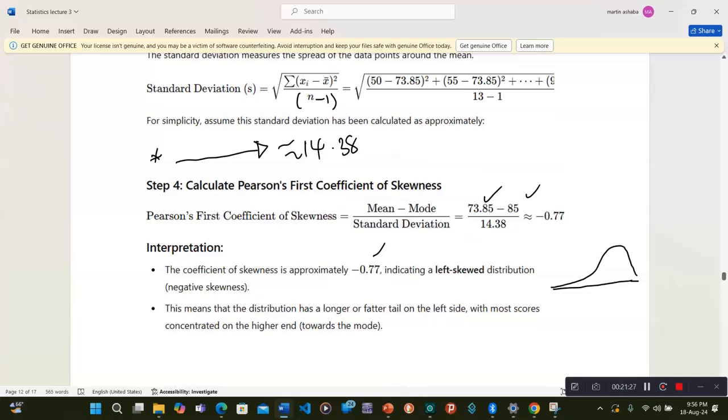Then Pearson's first coefficient of skewness, we shall use the one that has mode because we are able to determine mode. So we're getting the value of negative 0.77. This shows you a left skewed distribution, and this is of course being indicated by the negative skewness. This means that the distribution has a longer or fatter tail on the left, with most scores concentrated on the higher end towards the mode. So here you have such a distribution, and the mean is going to be here, and the mode is going to be there. So here the mean is less than the mode.